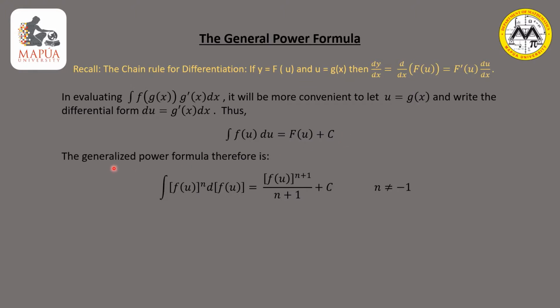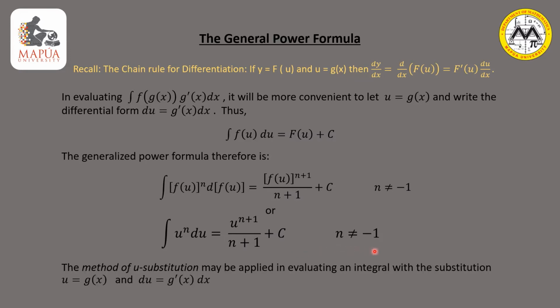Now, to generalize power formula, we have the integral of f of u to the n times the derivative of f of u to give us f of u to the n plus 1 over n plus 1 plus c, provided n is not equal to negative 1. Or, you may write it in this form. We have the integral of u to the n du equal to u to the n plus 1 divided by n plus 1 plus c, again provided n is not equal to negative 1.